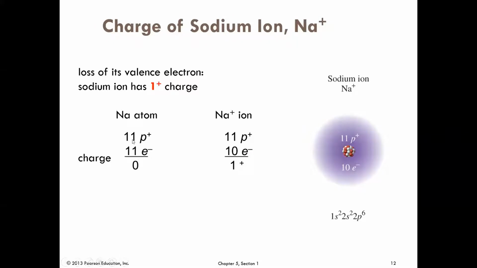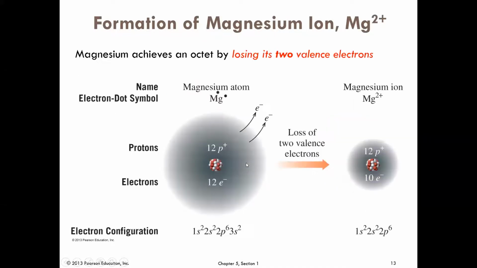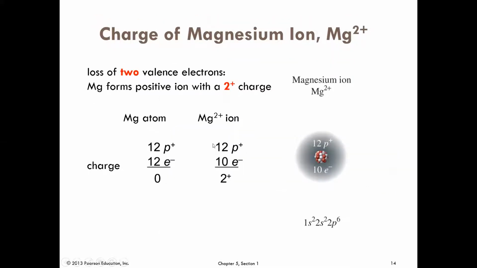Okay, so we're just looking here, 11 protons, 11 electrons. In the neutral atom, we have a 0 charge. In the ion form, we have a +1 charge. If we're looking at atoms in group 2, an example is magnesium. Magnesium achieves an octet by losing 2 of those valence electrons, the only 2 it has, because it's easier to lose 2 than it is to gain 6. Because of that, we still have our 12 protons, but now we have 10 electrons. And again, if we look at the charge difference between 12 and 10, we have a +2 charge.